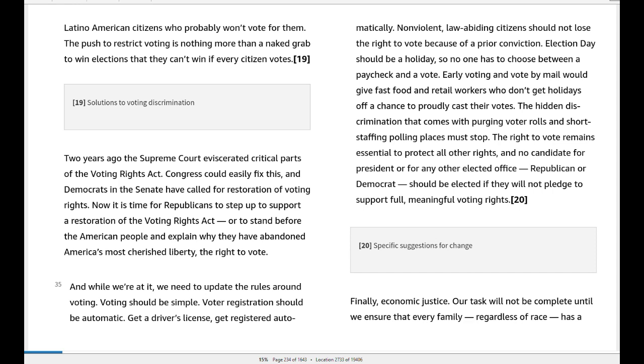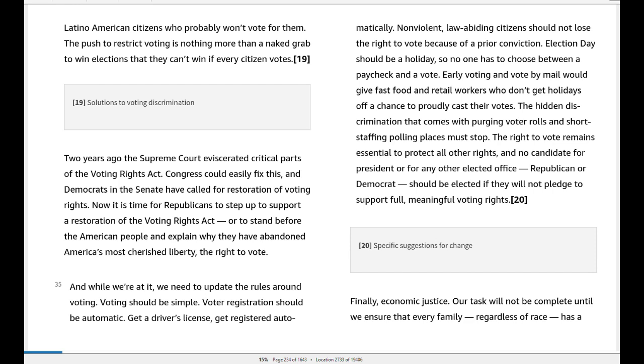Two years ago, the Supreme Court eviscerated critical parts of the Voting Rights Act. Congress could easily fix this, and Democrats in the Senate have called for restoration of voting rights. Now it is time for Republicans to step up to support a restoration of the Voting Rights Act, or to stand before the American people and explain why they have abandoned America's most cherished liberty, the right to vote.